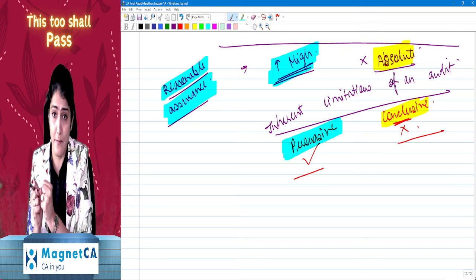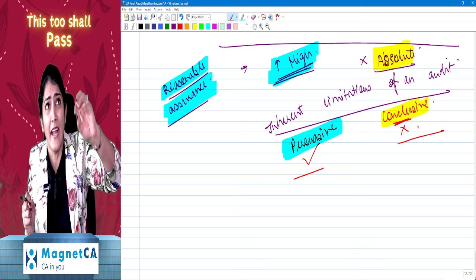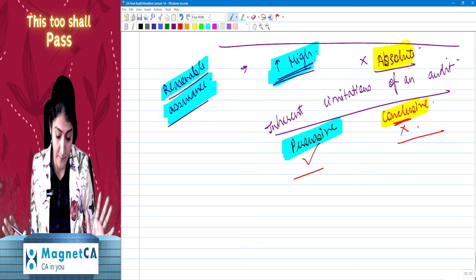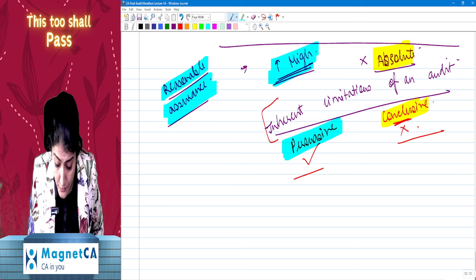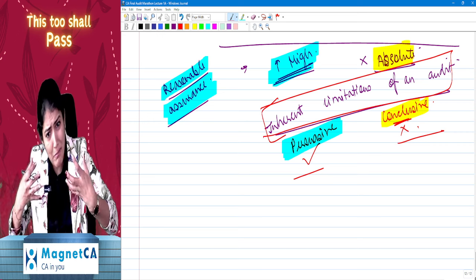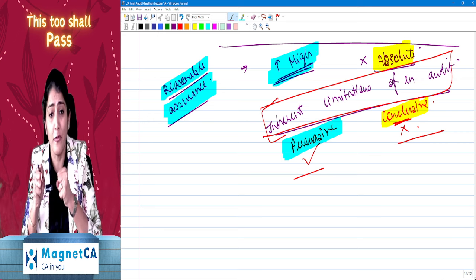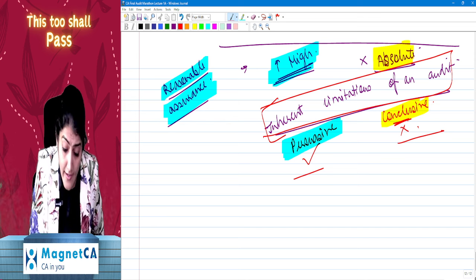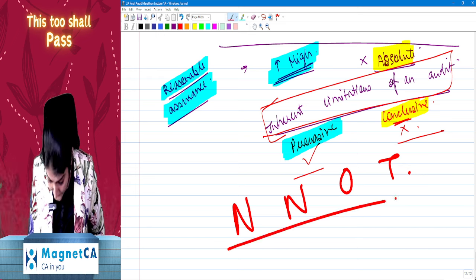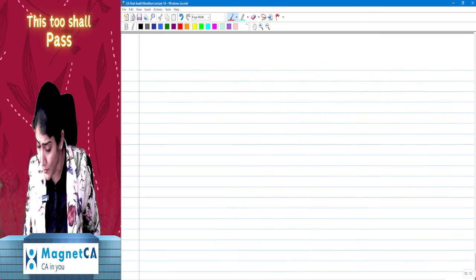So reasonable assurance is like 98, 99, 90 plus, a high level, but not 100%. Why not 100%? Due to the inherent limitations of an audit, which are by default limitations of our audit process. What are the inherent limitations of an audit? It says NNOT. What is NNOT?